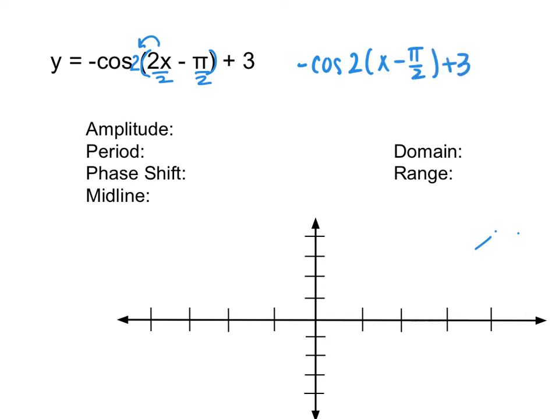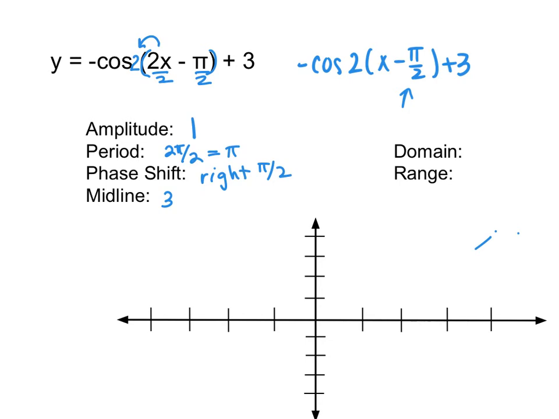We get that. Our amplitude is 1. Our period is 2 pi divided by b, and the b is 2. So our period is pi. That one's easy to work with. Phase shift is right pi over 2. Remember, it's the opposite direction. And our midline is 3.